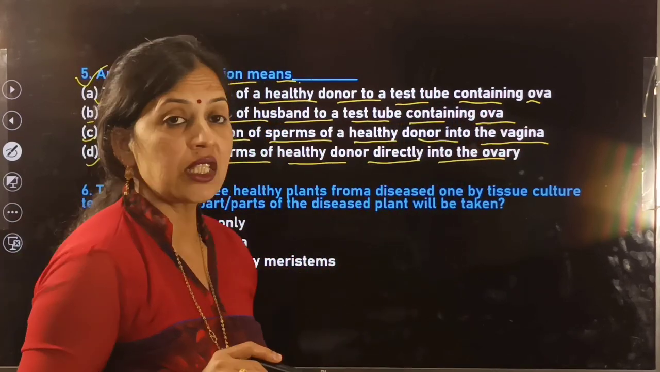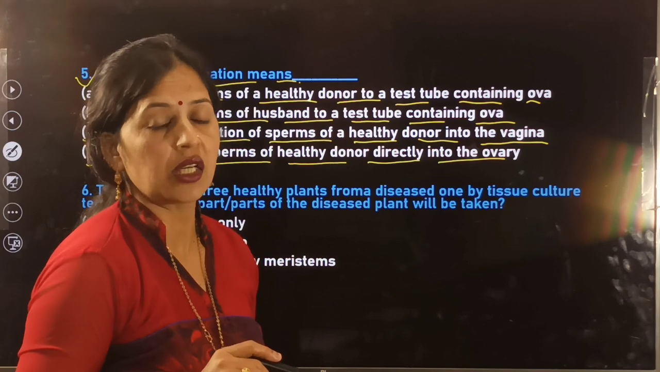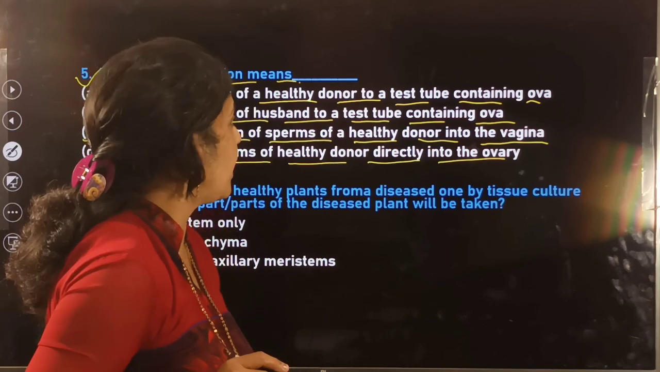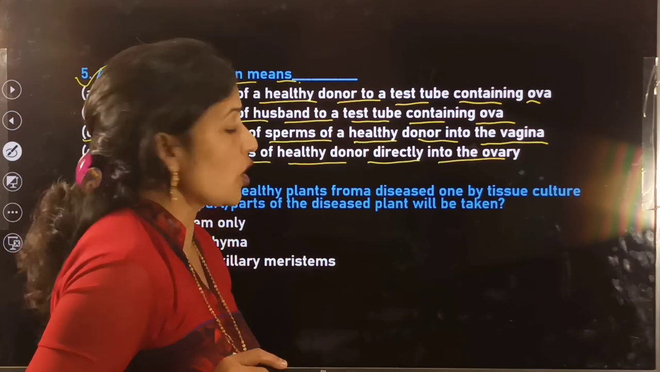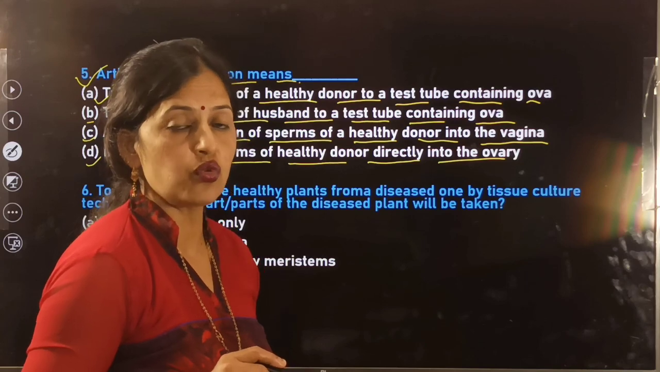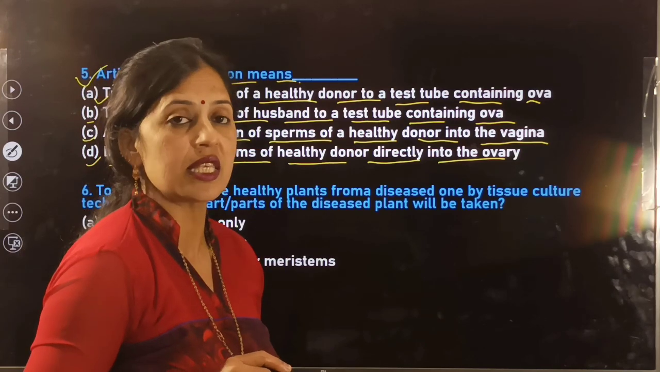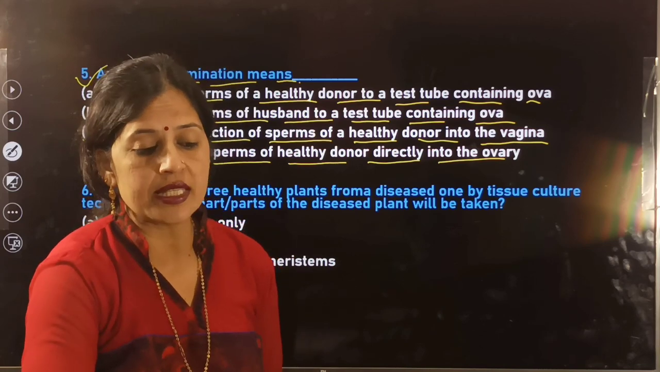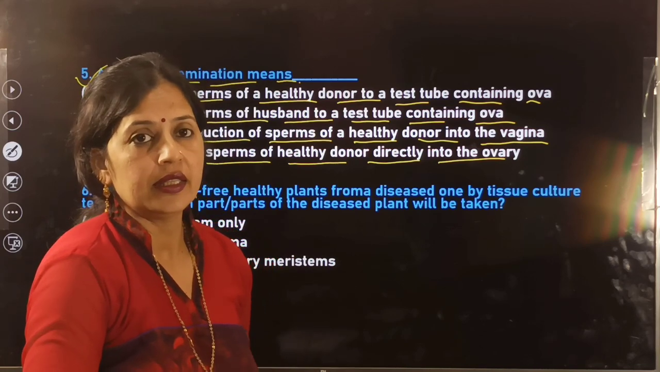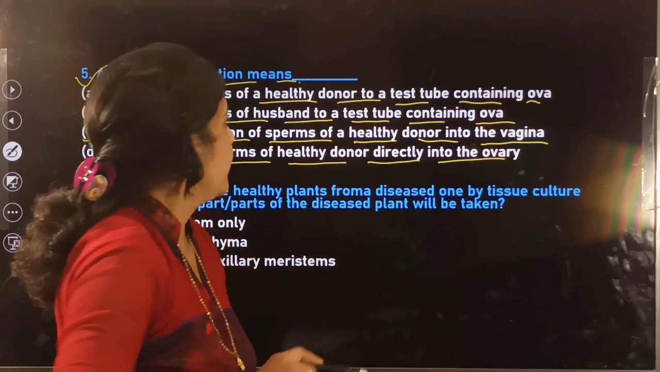So here, artificial insemination means. What is the meaning of artificial insemination? Four options are given. You have to choose the right option for the question number 5. That is artificial insemination, what does it mean? That is your question number 5.